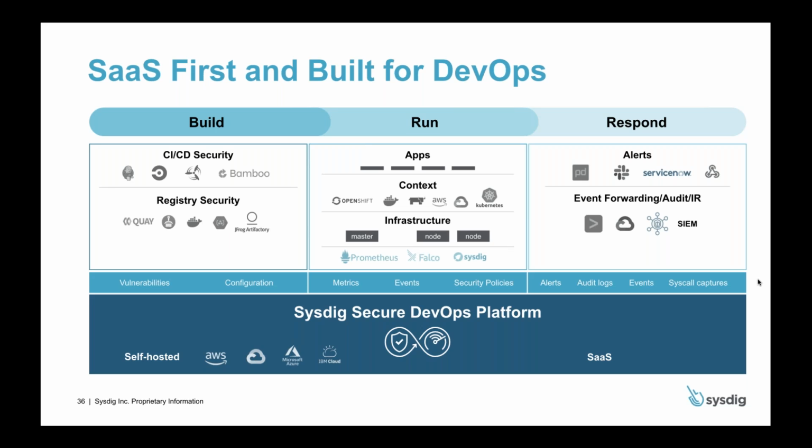So integrating into your build phase, into your CI/CD and registries by scanning early in the pipeline, runtime security and visibility into all those applications that are running on top of your containers, your Kubernetes, your OpenShift environments, your Rancher, all of those. And then finally, plugging into the response frameworks. So alerting via tools like PagerDuty, ServiceNow, Slack, and then also forwarding events to Splunk, IBM QRadar, Syslog, and other SIEM tools. So you really have a complete platform that addresses all these use cases across the build, run, and respond phases of the lifecycle.